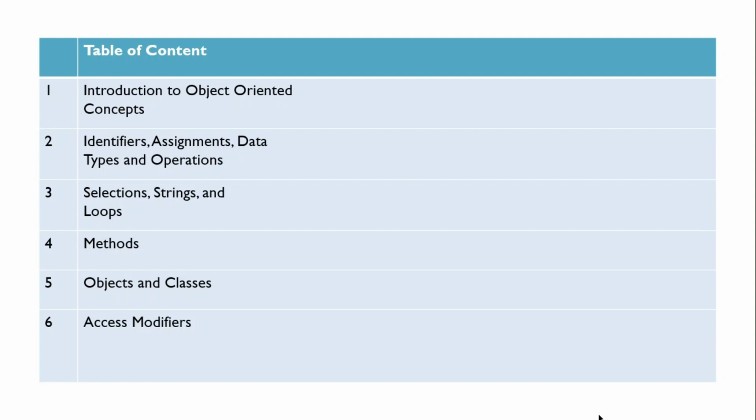The first chapter is basically the introduction to object oriented concepts, and in this chapter, we will not deal with any code. But in the second chapter, we will start our first Java code, and we will also see the identifiers, assignments, data types, and operations. After that, the selections, strings, and loops, then methods, objects and classes, and finally the access modifiers.